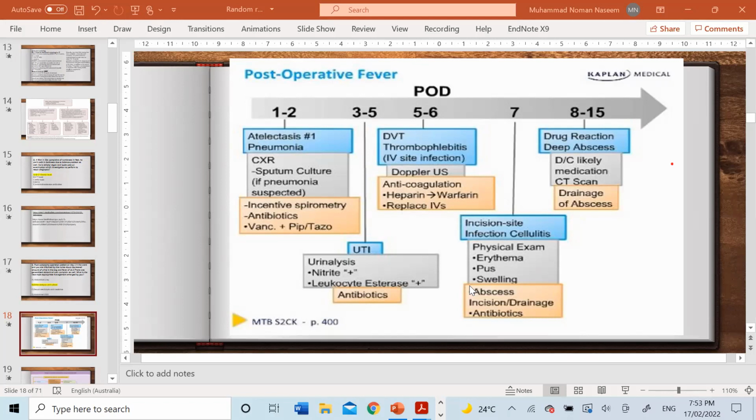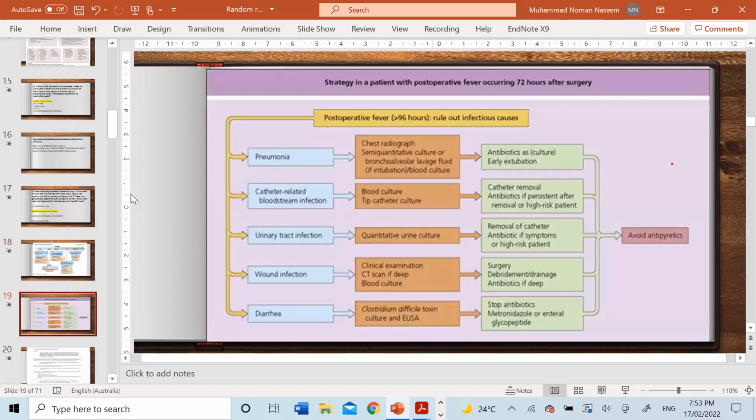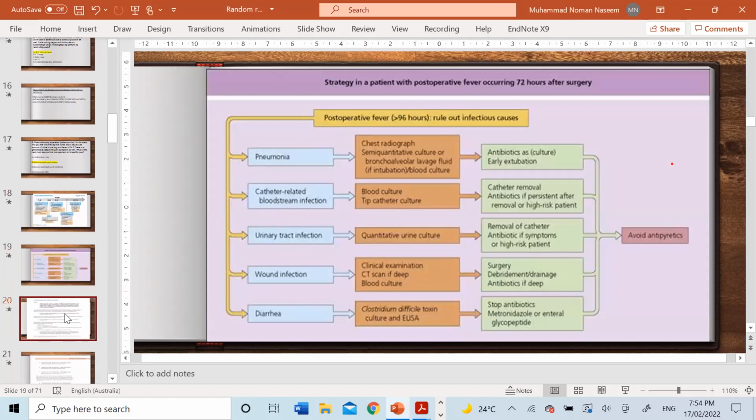And day 8 to 15, you think about drug reaction and you think about deep abscess. If the fever is not subsiding on day 8 to 15 and patient is having high grade fever and you're not finding any cause, go for imaging. It might be the deep abscess in the pockets of the abdomen. All right. Okay. So same picture, same causes, the 5 W's and the time period, which is essential.